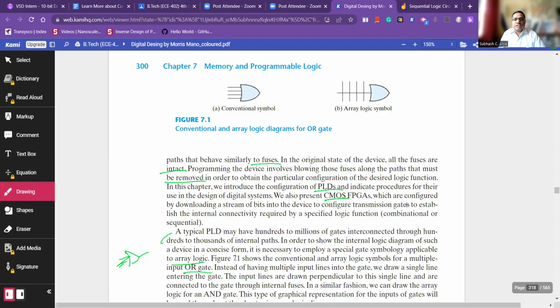So let us see, this is a conventional diagram of a 4 input OR gate. Here we can see the array logic symbol. So far as the gate symbol is concerned, it is the same. However, for the inputs we have taken one line and then vertically we have given the connections. So this is the conventional symbol and the array logic symbol. In the same way we can go for AND, exclusive OR, or whatever other gates there are.